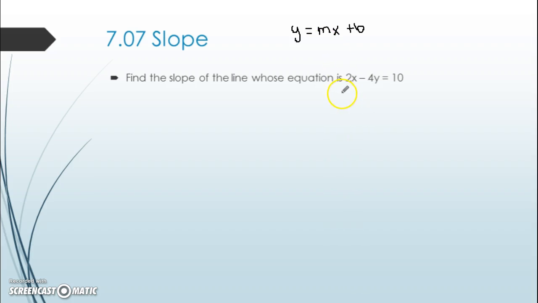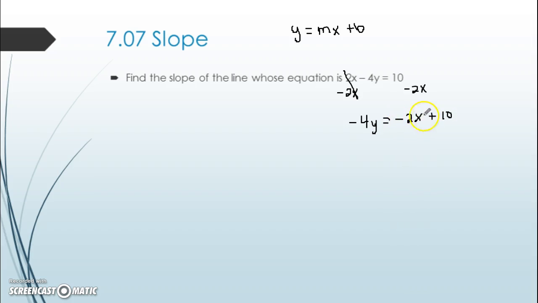So I want to get y by itself. I'll first subtract the 2x term on each side, 2x minus 2x. These two actually cancel each other out because they are opposites. And you're left with a negative 4y. Make sure you keep the negative there, the subtraction. Think of it as a negative 4. So negative 4y equals a negative 2x plus 10.